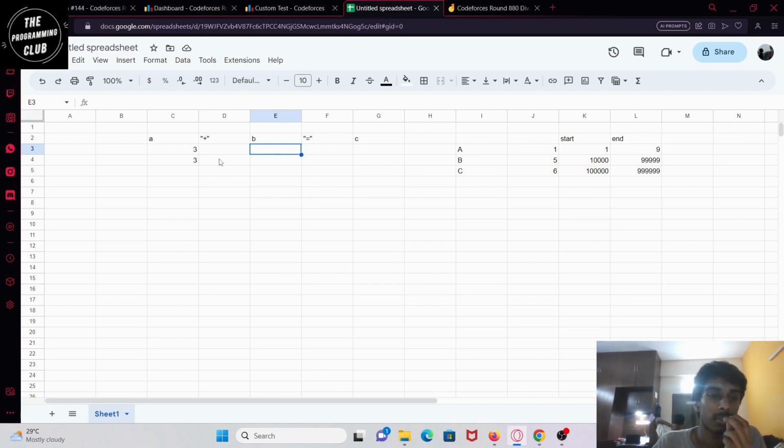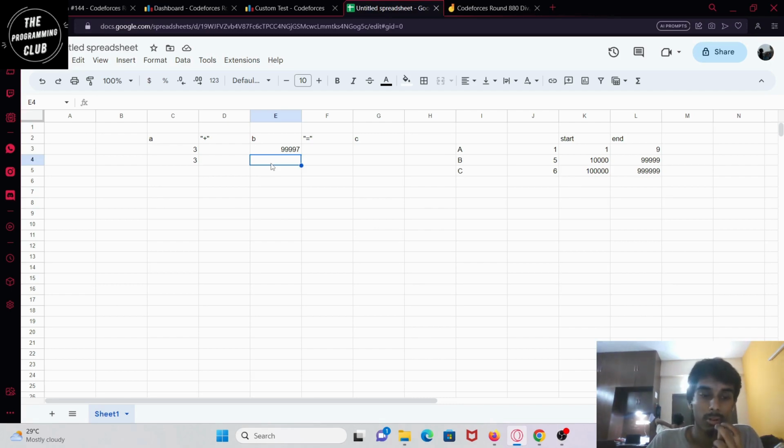Then we will just observe that 100,000 minus 3 will have 5 digits. So we can use that as the starting value. That will be 99997. Okay, so observe that we used two if statements here, and that's how we found the starting value of B. Now we will similarly do it for the final also.